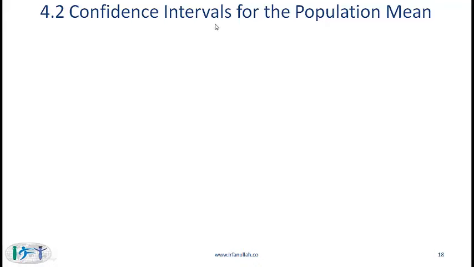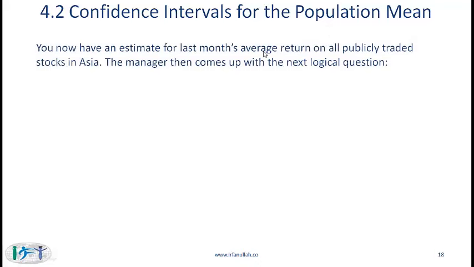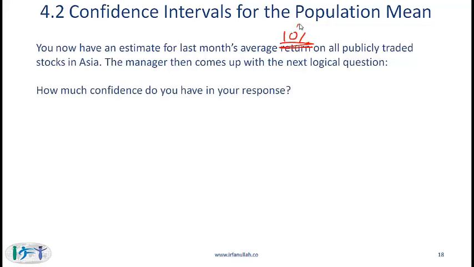Next, we talk about the confidence intervals for the population mean. So you have an estimate for last month's average return. That was your point estimate of 10%. You are then asked the next logical question, which is how sure are you about this 10% number? Now clearly you can't say you are 100% sure, because if the manager goes and picks 200 stocks and the return is different from 10%, then obviously you'd be wrong. So perhaps what you need to do is give a range.